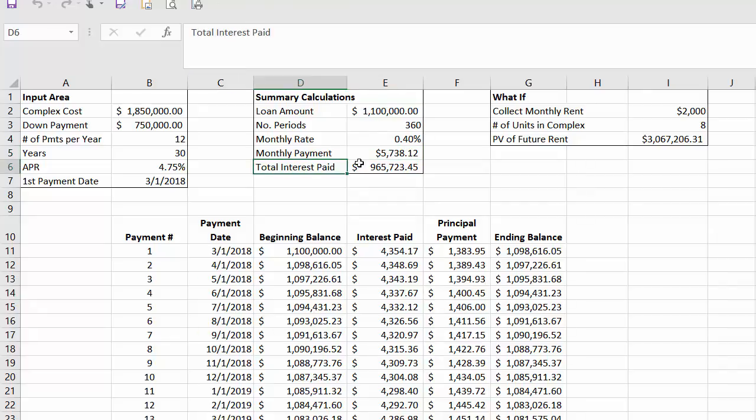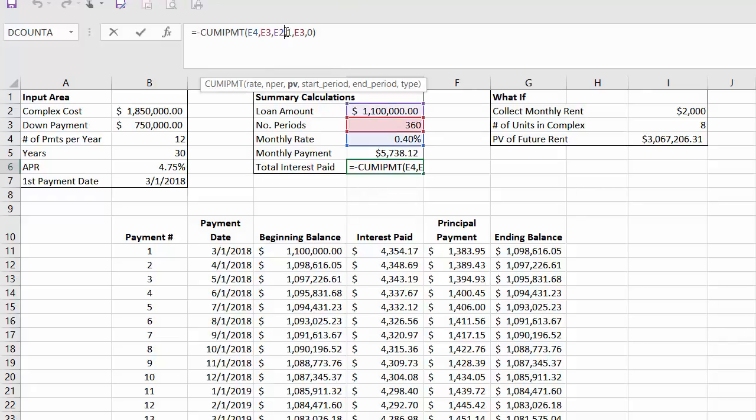And then for the total interest paid, we use the CUMIPMT function. Again, notice the negative in front of that. And then notice here that this 1 is the start value. The E3 represents this value here, the number of periods, and then the 0 is the end of the period calculation.